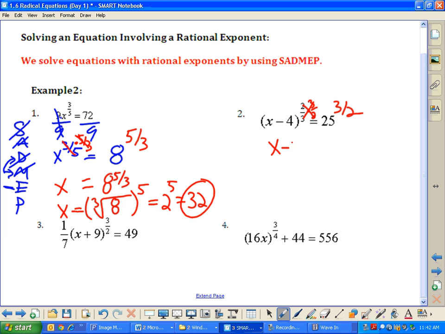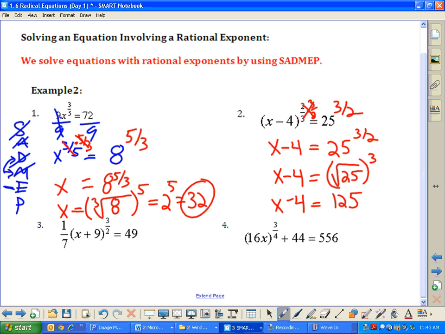So we get x minus 4 equals 25 to the 3/2 power. I can evaluate that to make it a little nicer looking. That's the same thing as taking the square root of 25 and then cubing it. So the square root of 25 is 5. 5 cubed is 125. And I'm almost done.